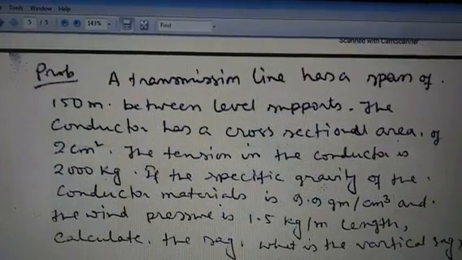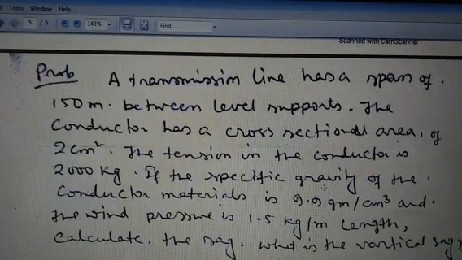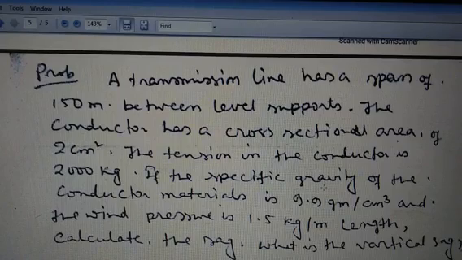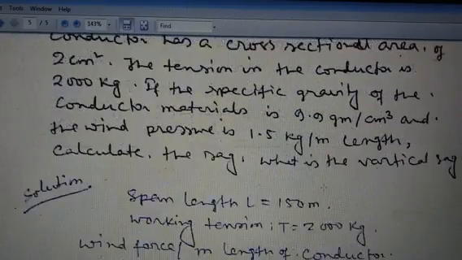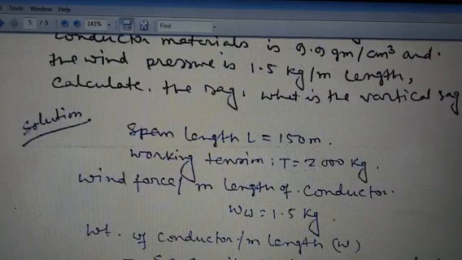Now a problem related to the sag. A transmission line has a span of 150 meters between level supports. The conductor has a cross-sectional area of 2 cm square. The tension in the conductor is 2000 kg, the specific gravity of the conductor material is 9.9 gram per centimeter cube, and the wind pressure is 1.5 kg per meter length. Calculate the sag and the vertical sag. This is the solution.